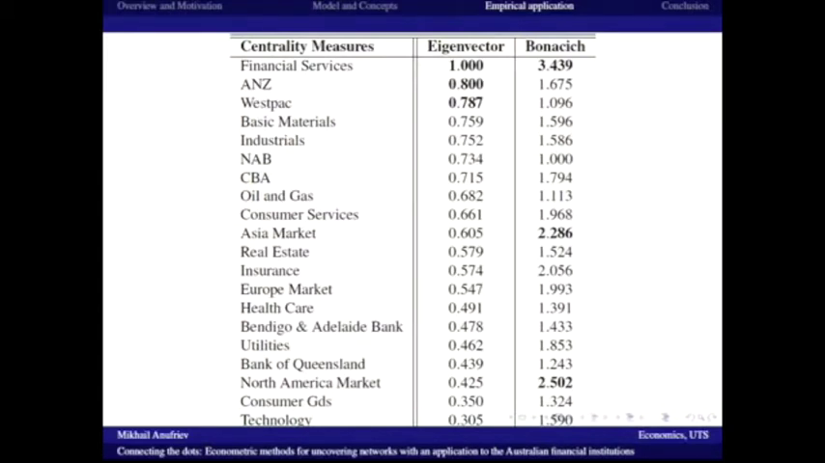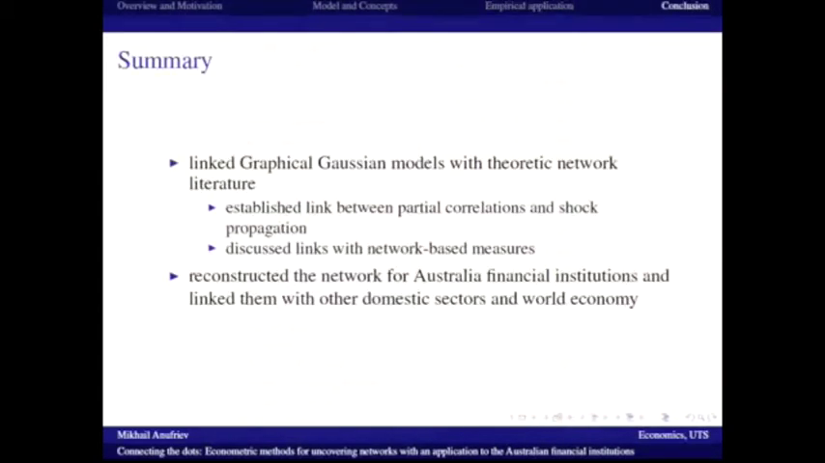Okay, so that's the example of this application. To conclude, what we tried to do is link the graphical Gaussian models, which use partial correlation networks, with the network literature. We established some link between partial correlation and shock propagation in our interpretation of this network, and I discussed some network-based measures. And at the end, you saw the reconstructed networks for Australian financial institutions.